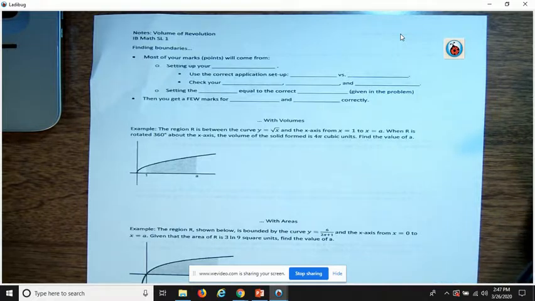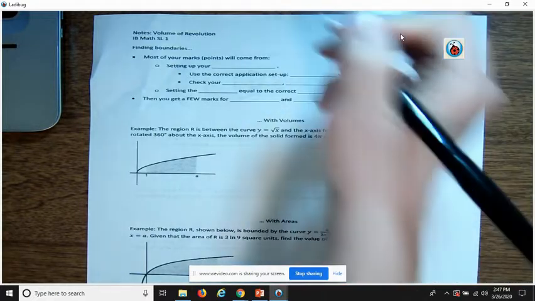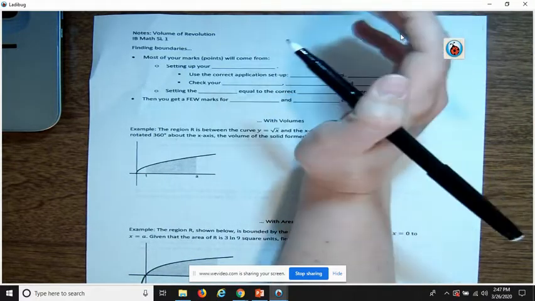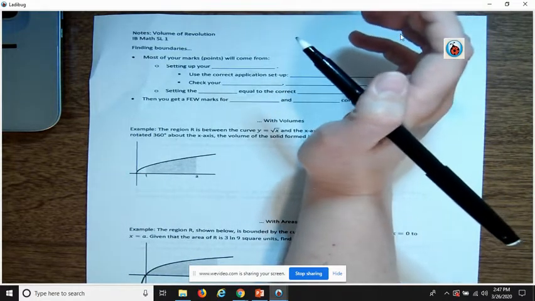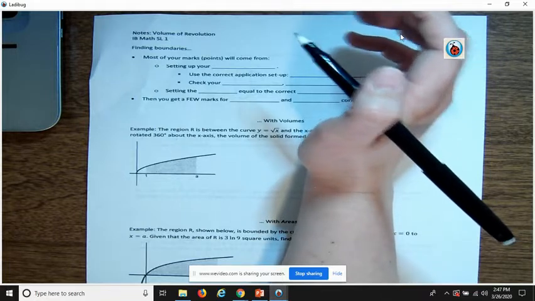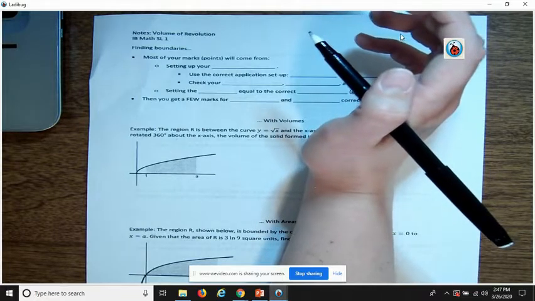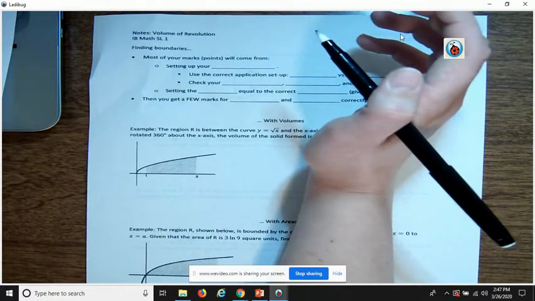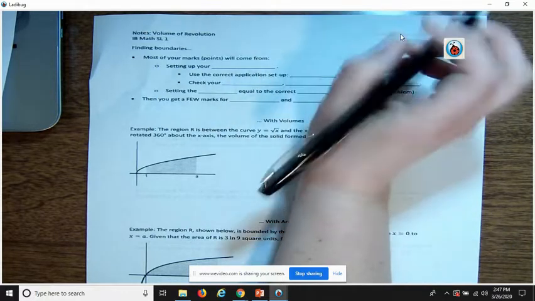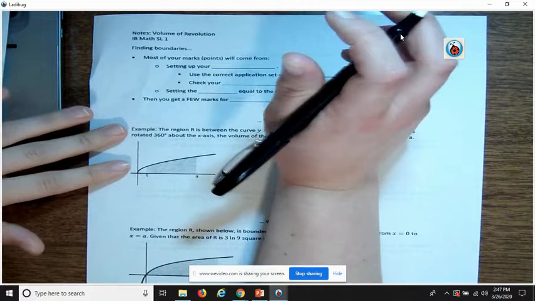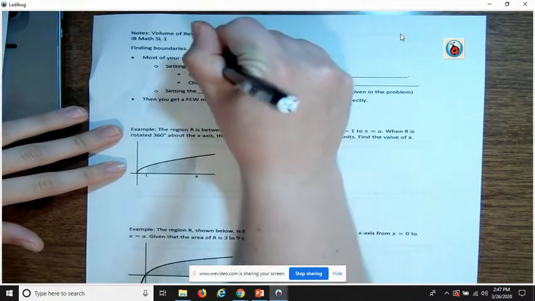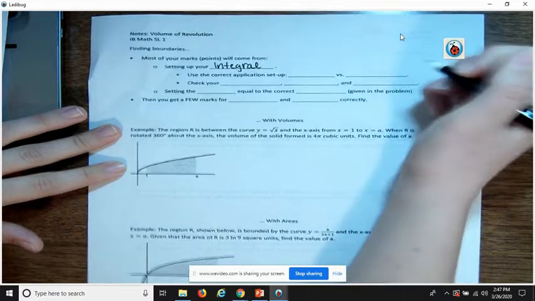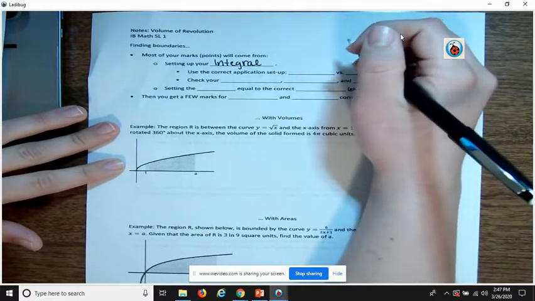All right, so we're talking about volume of revolution. So basically calculating volume using integrals. And we do this by revolving a curve around an axis or a line. The first thing, most of your marks will come from setting up your integral. Okay, you'll use the correct application or setup.